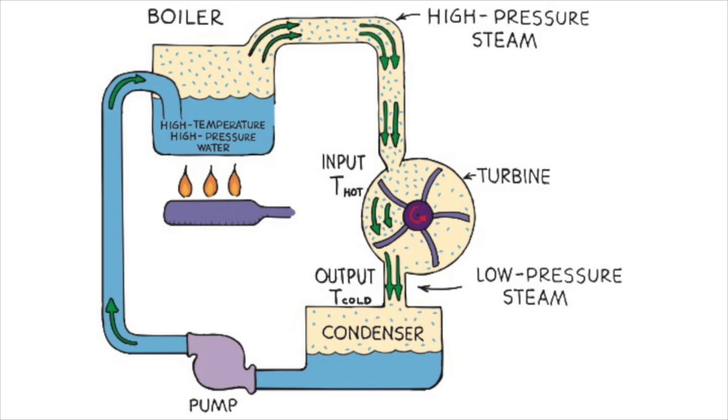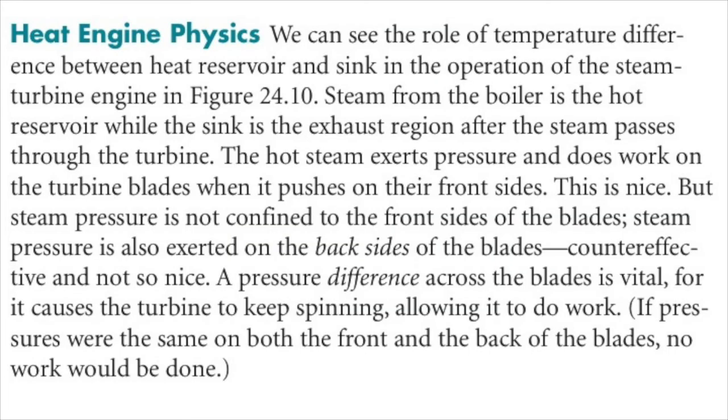sides. This is nice, but steam pressure is not confined to the front side of the blade. Steam pressure is also exerted on the back sides of the blades. Counter-effective and not so nice. A pressure difference across the blades is vital, for it causes the turbine to keep spinning, allowing it to do work. If pressures were the same on both the front and the back of the blades, no work would be done.